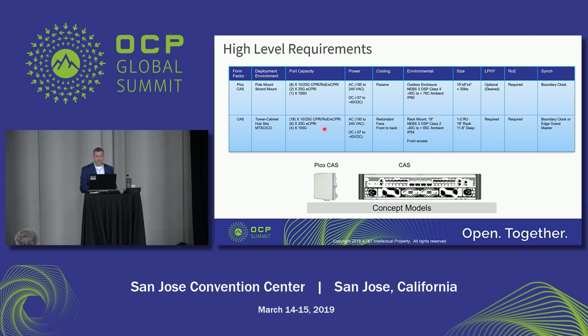Now, with respect to environmentals, because the Pico CAS is deployed at a tower location, we would require an IP65 compliant device, the NEBS class 4. The rack mount would be deployed, as I mentioned, in something like a Purcell Flex 16 cabinet, and so therefore it would be an IP54 requirement, which is the NEBS class 2.